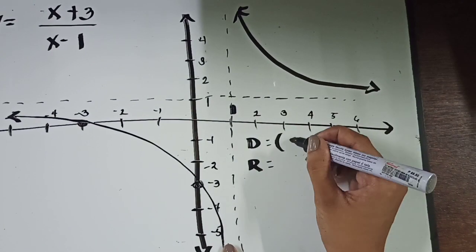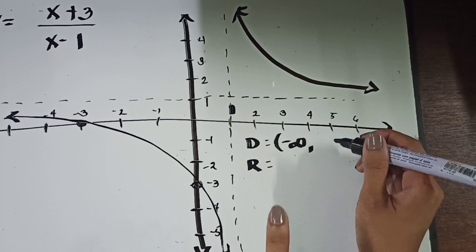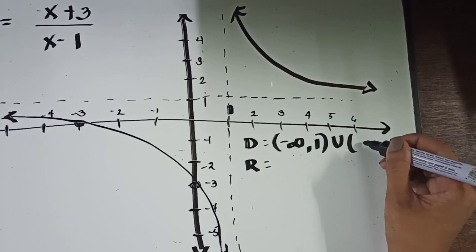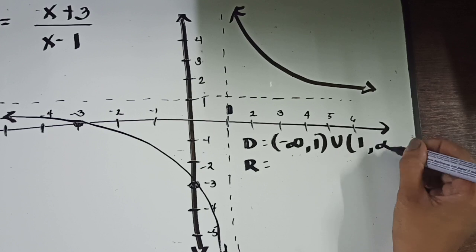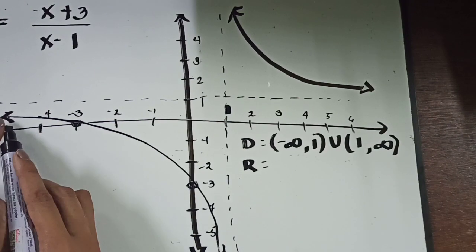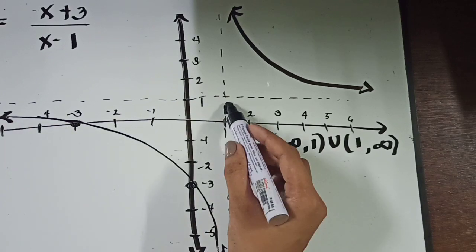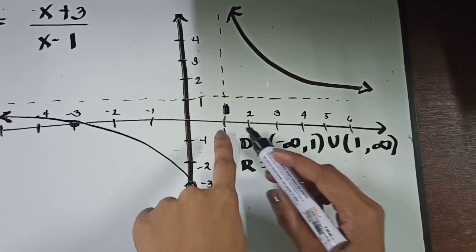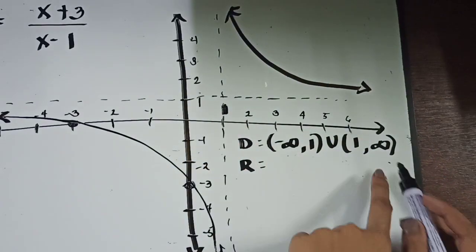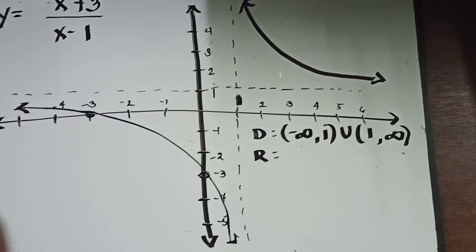So, the domain is negative infinity, then the restriction which is 1, union, the restriction which is 1, up to positive infinity. Okay, so again, negative infinity, then the restriction which is 1, and restriction which is 1 up to positive infinity. Okay, then the range.